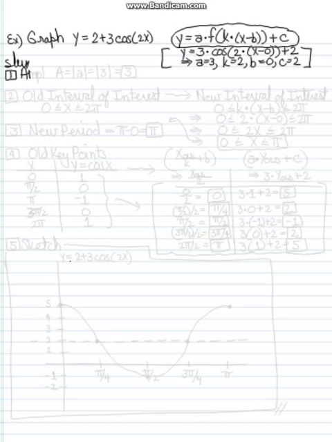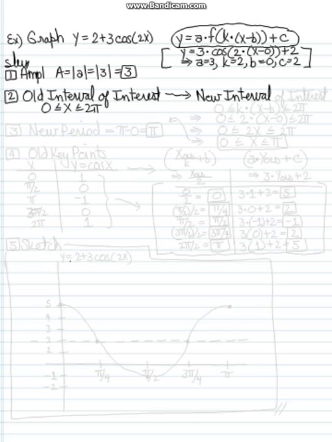Step 1, find the amplitude. Capital A is the absolute value of lowercase a, absolute value of 3 equals 3. Step 2, the old interval of interest for cosine is everything from 0 to 2 pi, so it's 0 less than or equal to x, less than or equal to 2 pi. The new interval of interest is acquired by using the same 0 and 2 pi on the extreme ends, but in the middle, put k times x minus b. So that means 0 less than or equal to the k value 2 times parenthesis x minus the b value 0, less than or equal to 2 pi.